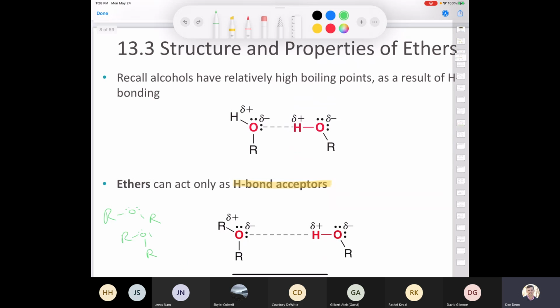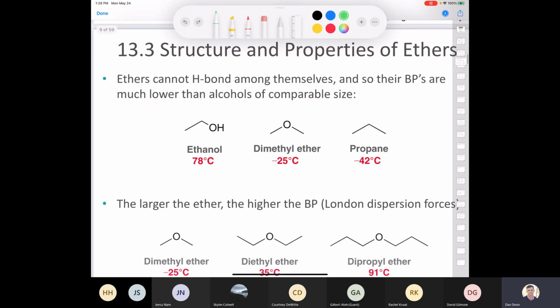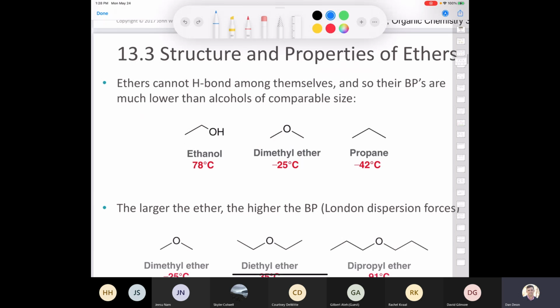However, an ether can hydrogen bond with an alcohol or with water. It can be a hydrogen bond acceptor. It cannot be a hydrogen bond donor. And that's why ethers like diethyl ether can solubilize some small amounts of alcohol, some alcohols in them, not all alcohols. Now, if we were to compare the boiling points of ethanol, dimethyl ether, and propane, these are the kind of trends that should be very abundantly clear in your mind as to why this is.